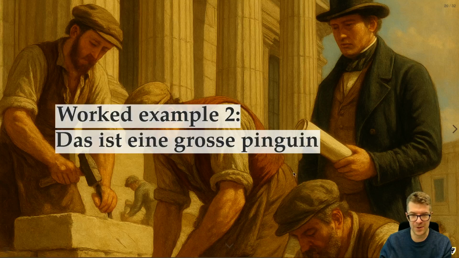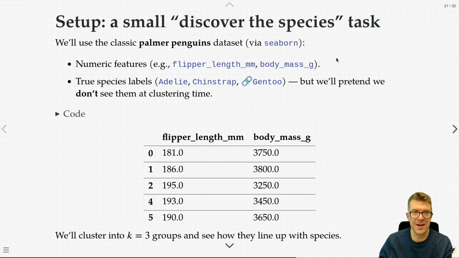So second example, we're going to see some penguins. So here we have our penguins data set. There's this Palmer penguins data set from Seaborn, our visualization library. We have various features like flipper length, body mass, etc. And then we have species labels.